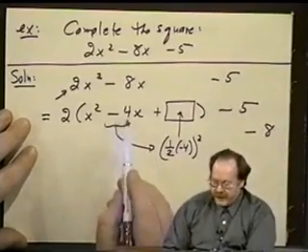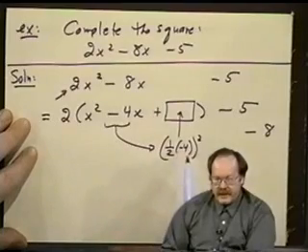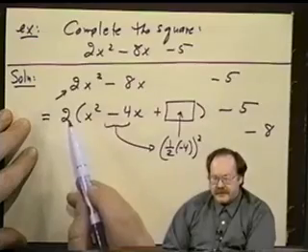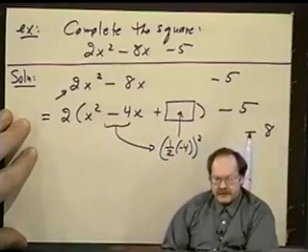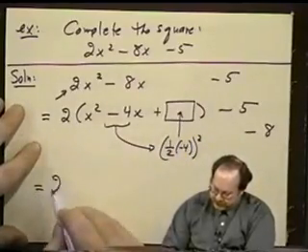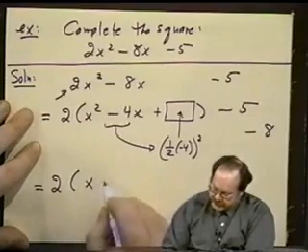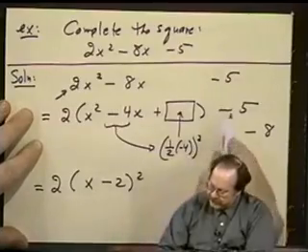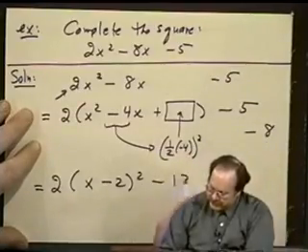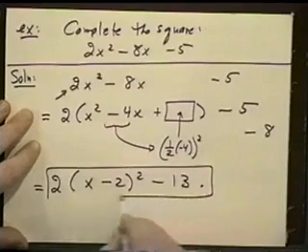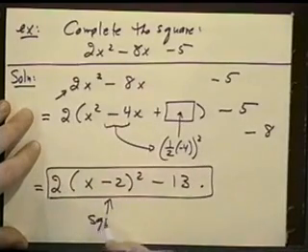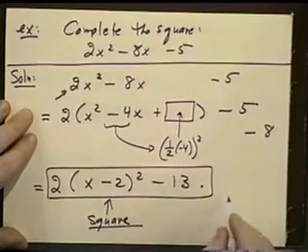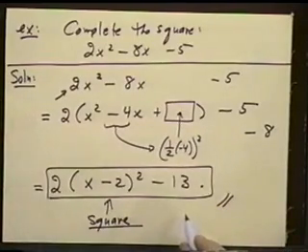Okay? So minus 4, this is the term I add. That's minus 2 squared, that's 4, but it's inside the parentheses. So times 2 is 8. That is what I've added, so I must subtract it. Well, now I'm done, because I have 2 times x minus 2 squared. Remember, 1/2 of minus 4 is minus 2. And then the minus 5 and the minus 8 give me minus 13. And there I am. There's the square. Okay? So this is something that you want to practice.